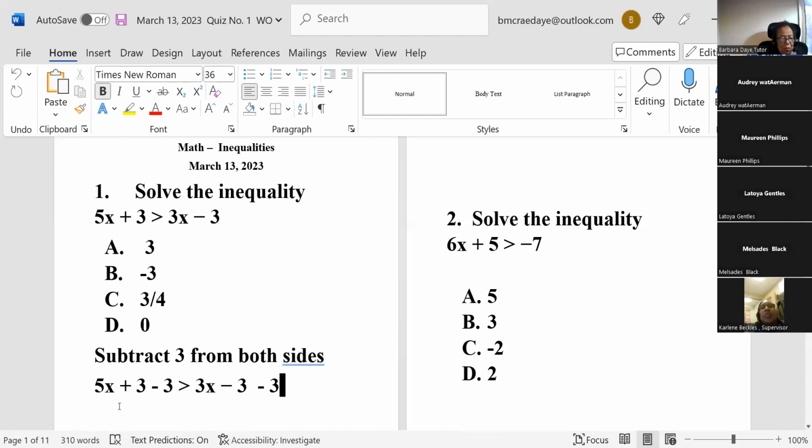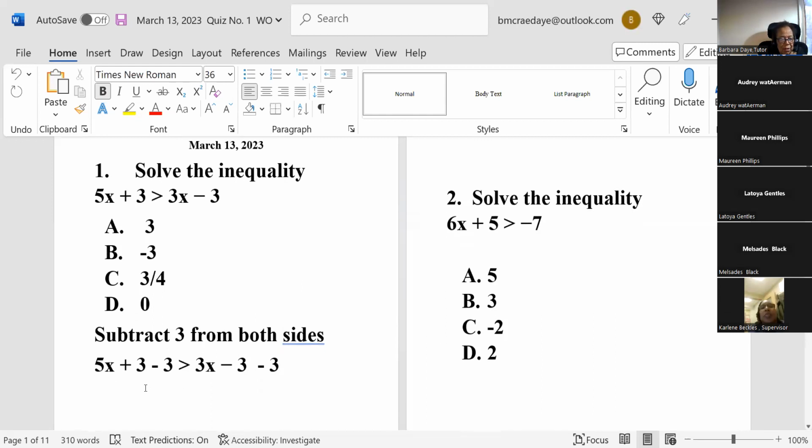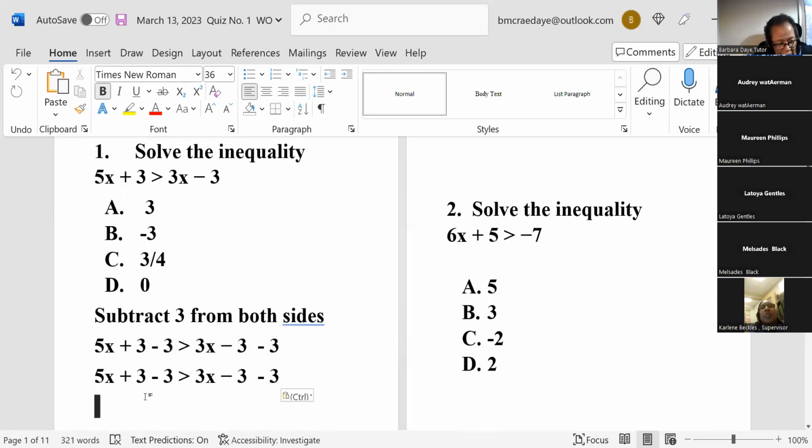Now what's on the left side when you subtract? Mercedes, what do you get? So what do you get on the left side once you subtract? It's 3. I'm going to get 2x. No, you're subtracting constants. Oh, 0. So you get 5x plus 0. Okay, I put the 0 here.